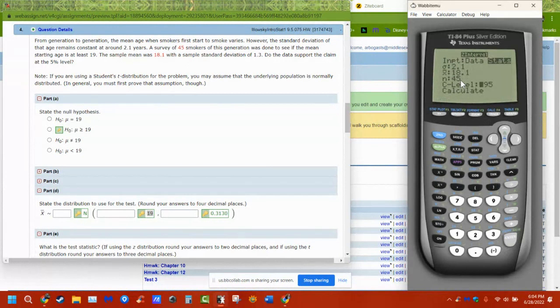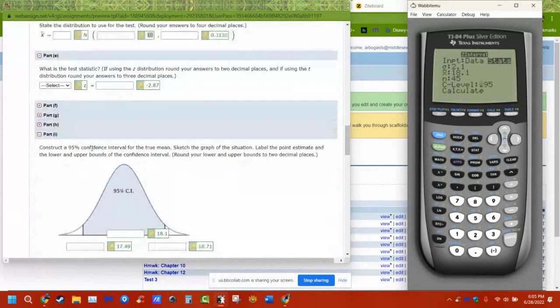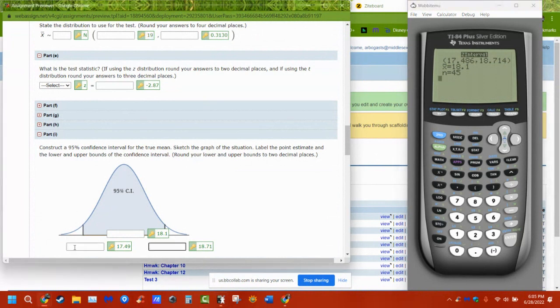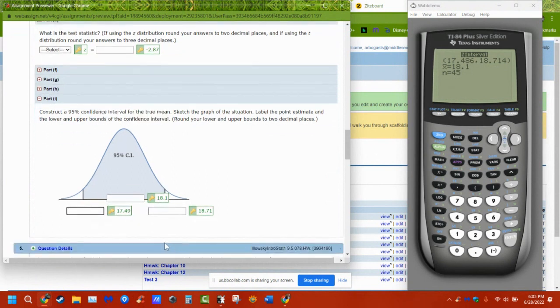I just have to make sure I have the right confidence level at that point. And they want 95, so that's fine. So I don't have to even go in and change anything. I just tell it, and it will give me my answers. It will give me my two, whatever they were called, upper and lower bounds. So that's all you have to do.